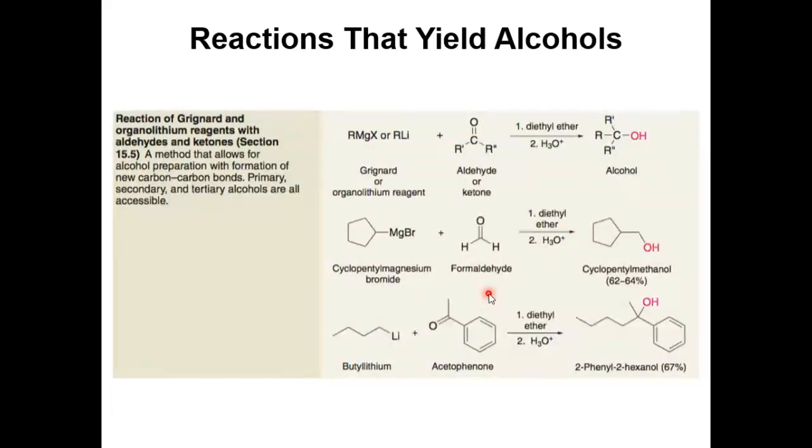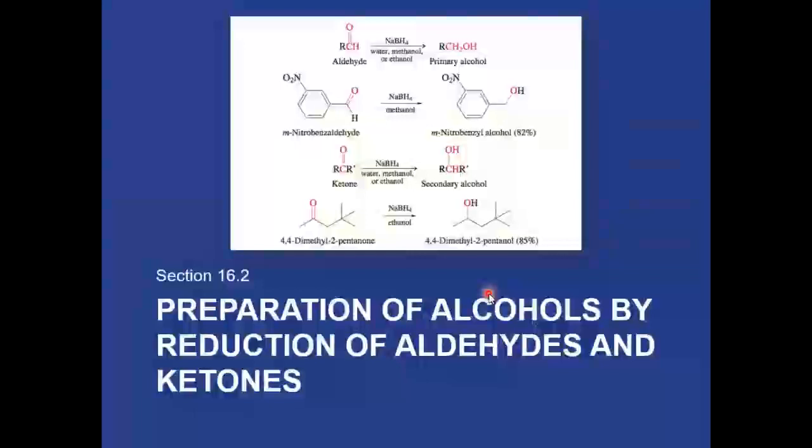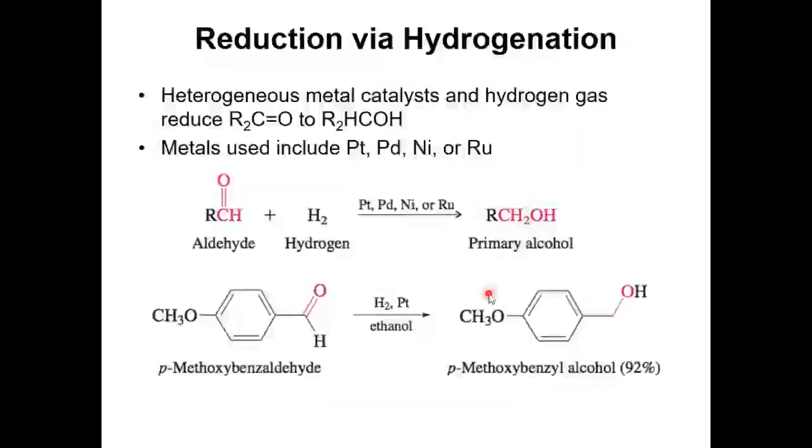And we just learned in chapter 15, alcohol can also be prepared by the reaction of an organometallic compound with a carbonyl compound. If you react with formaldehyde, you get a primary alcohol. React with a regular aldehyde, you get a secondary alcohol. React with a ketone, you will get a tertiary alcohol. So those are the reactions we have learned already. Now we're going to learn a new type of reaction: alcohols can be prepared by reduction of aldehydes and ketones.